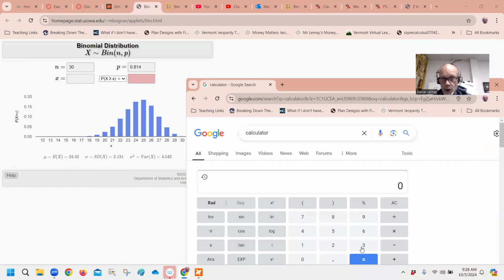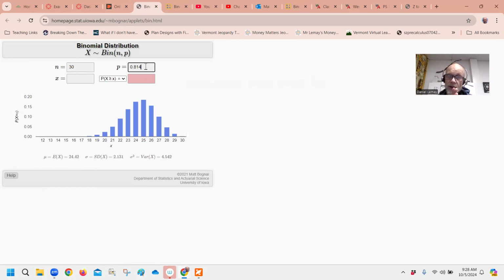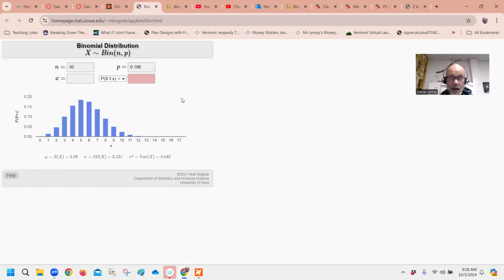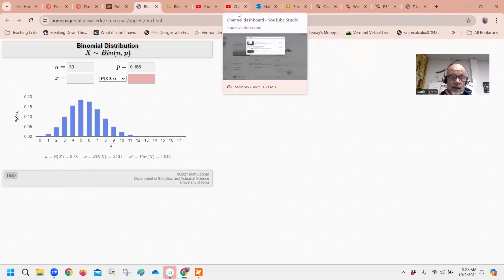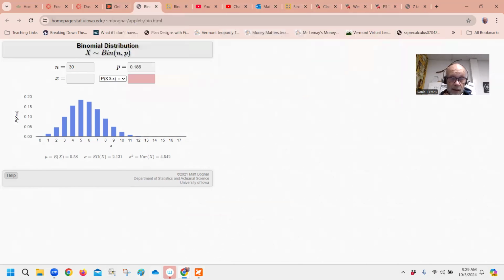So if I do 30 times 0.814, we see that's bigger than 5. But remember how the other ones, this is the probability of a failure. Now we're going to type in the probability of success and see if that's also bigger than 5, and see that's not looking very symmetric.